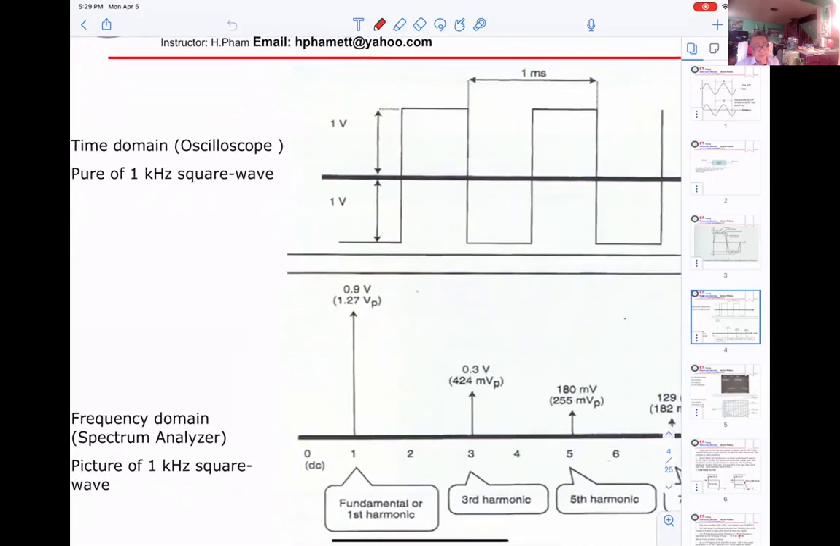What is the difference between the oscilloscope and the spectrum analyzer? The oscilloscope is a time domain. That means the signal varies with time.